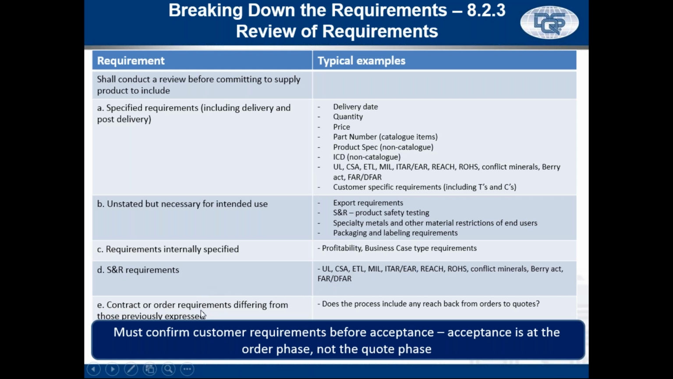Contract or order requirements differing from those previously expressed. In clause 8.2, there's at least 3 references to changes to requirements. And what they're talking about is a quote comes in, you do a quote back, now something changes. How does that change get handled? Or an order, a change happens during the order phase. An order comes in, we're doing contract review of the order, now another change comes in. This happens more with the non-catalog business than it will with the catalog business.